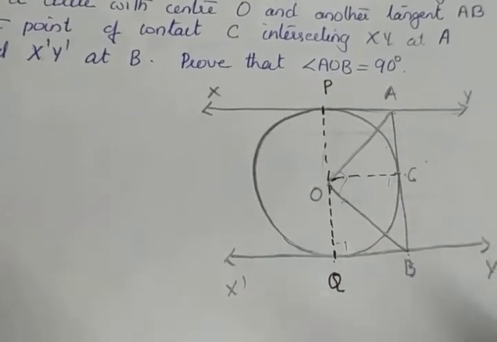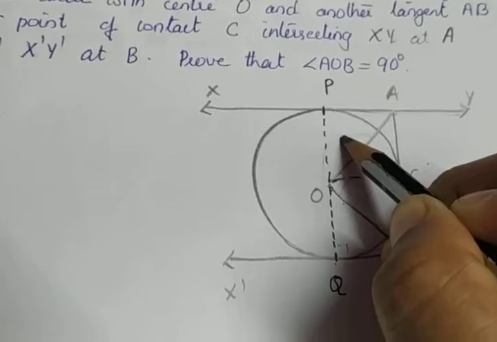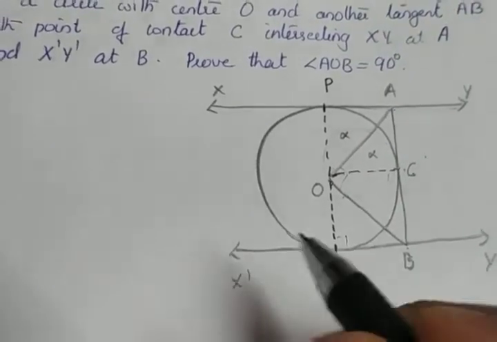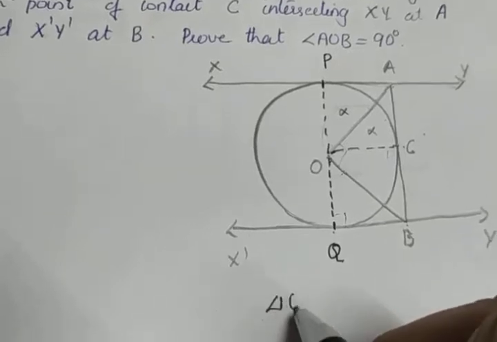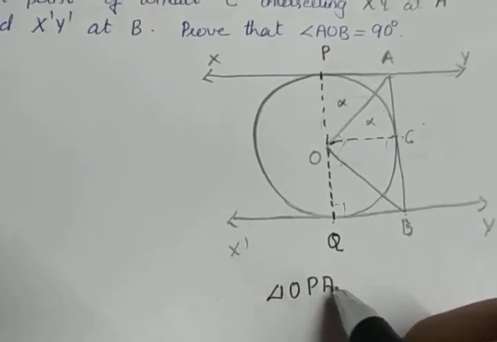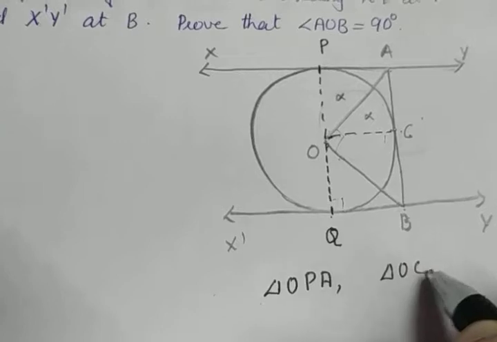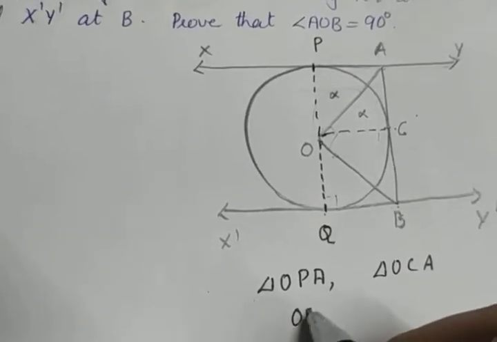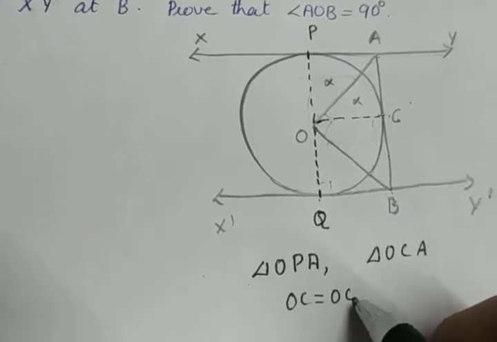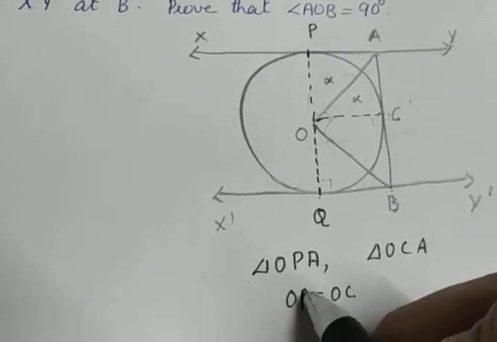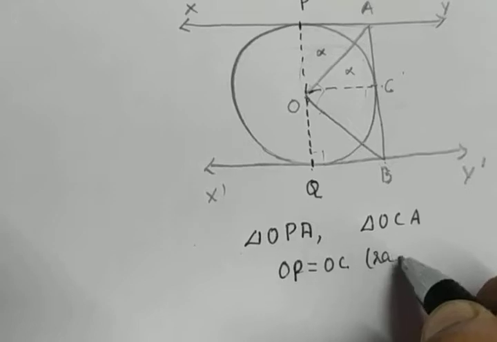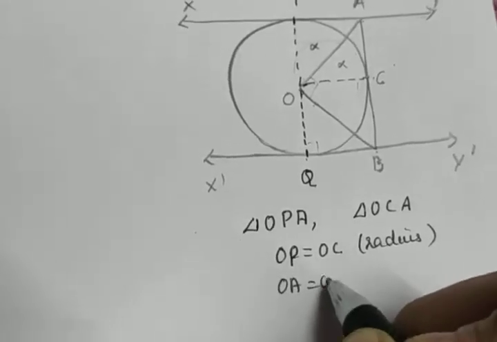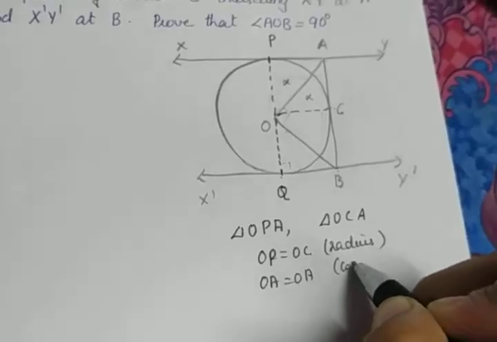Now we are going to consider this right triangle and this one. If I want to name the triangles, it's triangle OPA and the next one is triangle OCA. Can you prove the congruence? Yes. Why? OP equals OC, because it's a radius. And again OA equals OA. Why? It's common.